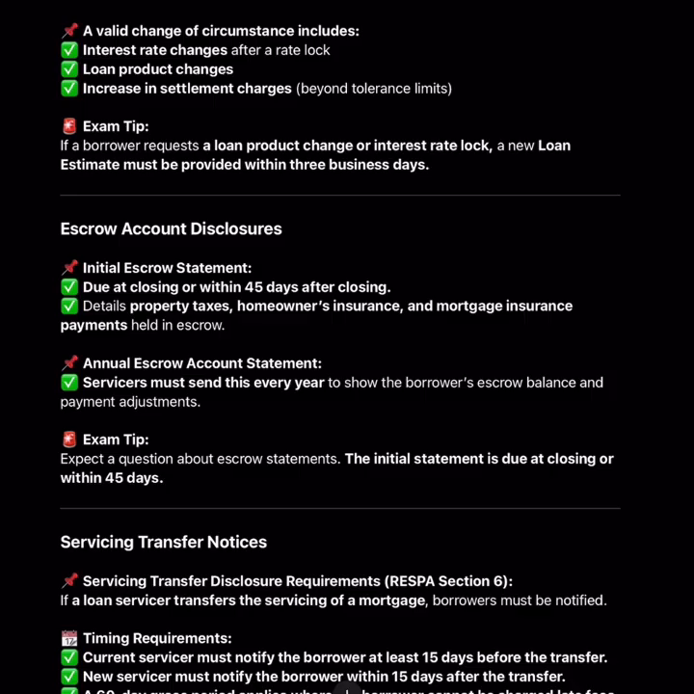Escrow account disclosures. Initial escrow statement: due at closing or within 45 days after closing. It details property taxes, homeowner's insurance, and mortgage insurance payments held in escrow. Annual escrow account statement: servicers must send this every year to show the borrower's escrow balance and payment adjustments. Exam tip: expect a question about escrow statements. The initial statement is due at closing or within 45 days.